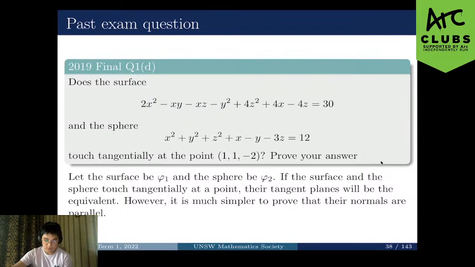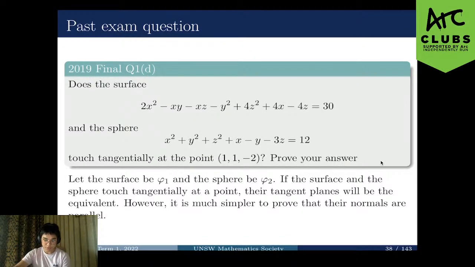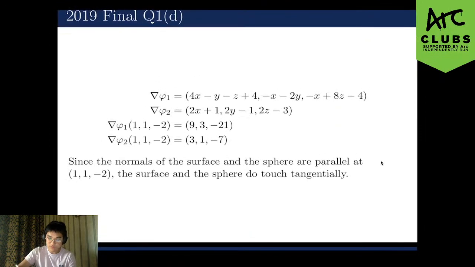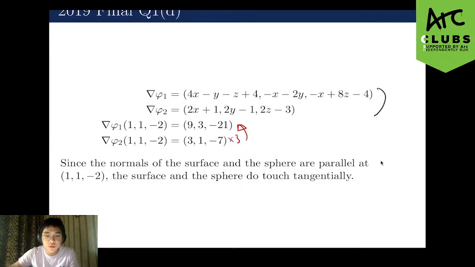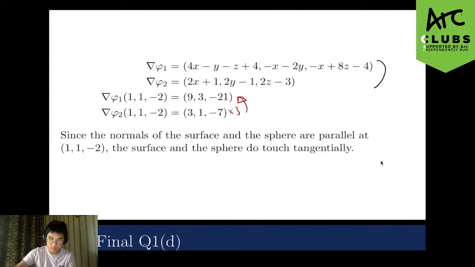So let the surface be phi1 and the sphere be phi2. If the surface and the sphere touch tangentially at a point, their tangent planes will be equivalent. However, it is much simpler and faster to prove that their normals are parallel, or their gradients at that point. So we've gone ahead and solved the gradients of the surface and the sphere, and then we've subbed in the point (1, 1, -2) to see what the gradient is equal to at that point. And here we can see that they are parallel, because if you times this one by 3, a scalar value, we get the gradient of phi1. So since the normals of the surface and the sphere are parallel at this point, the surface and the sphere do touch tangentially. Cool, so that's that question done.